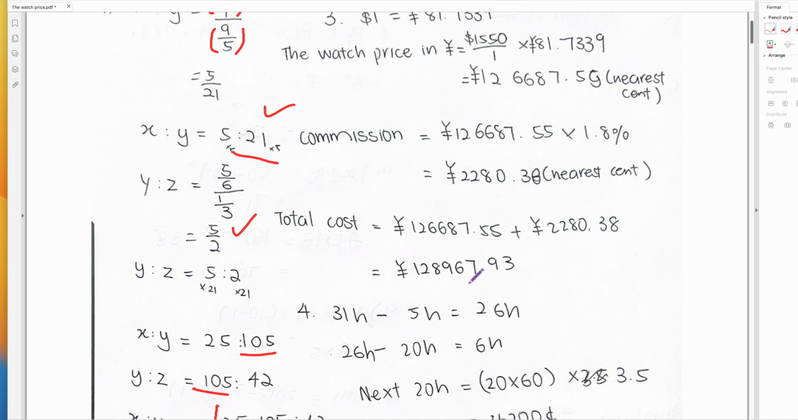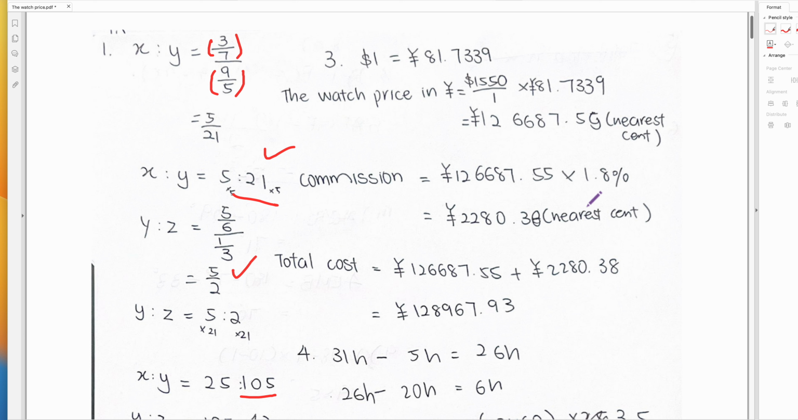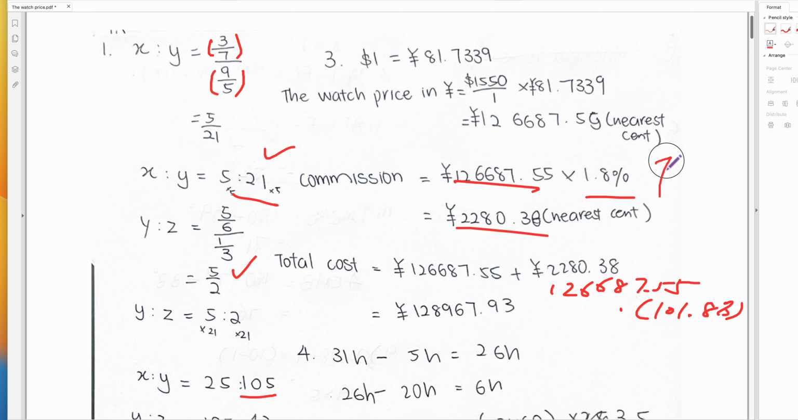Okay, so for the commission, 1.8% of the commission is this. Or another way to do this is you just take this times 101.8%, because the commission will increase it by 1.8%. If let's say there was a 7% GST charge to it, then you know it's 107%. GST will increase it, right?